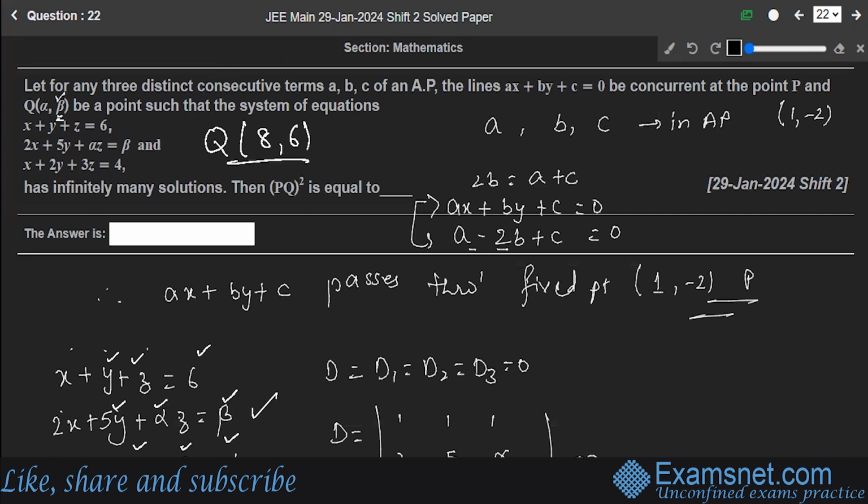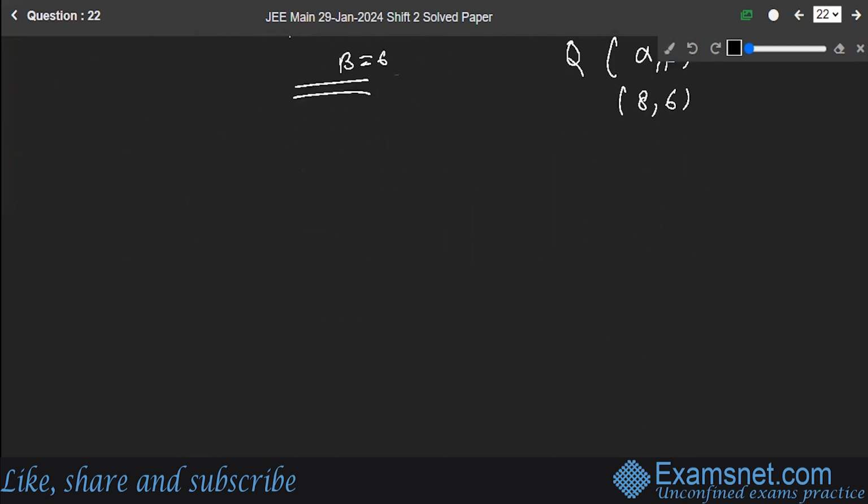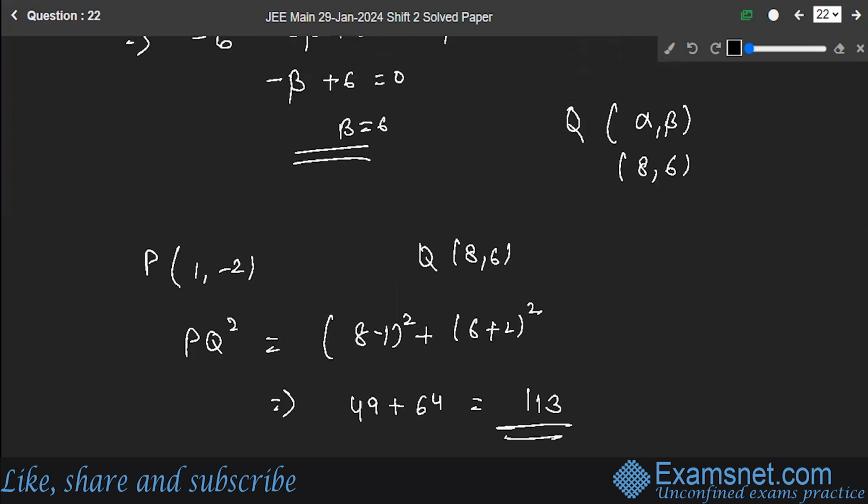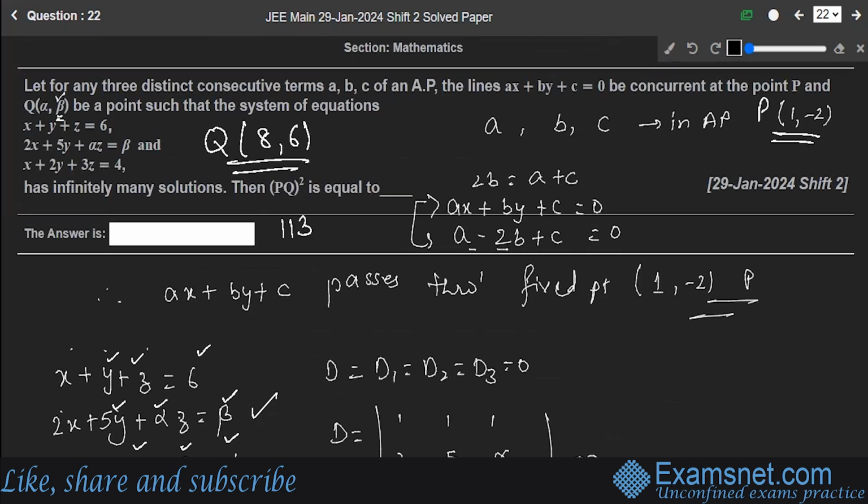So this is your point Q and this is your point P. You have to find PQ. P is given by 1, comma minus 2 and Q is 8, comma 6. PQ squared will be given by (8 minus 1) squared plus (6 plus 2) squared, which is equal to 49 plus 64, which is 113. This is the answer to the question: 113. Hope you're clear with this. Let's move to the next question then.